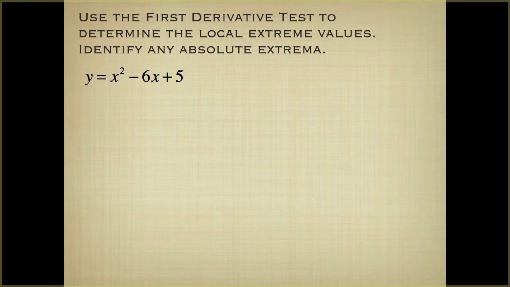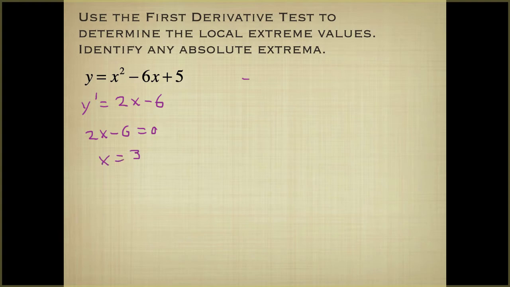Here we're going to use the first derivative test to determine the local extreme values and to identify any absolute extrema. So we take our first derivative, and we get 2x minus 6. We set it equal to 0, and we get that x is 3.